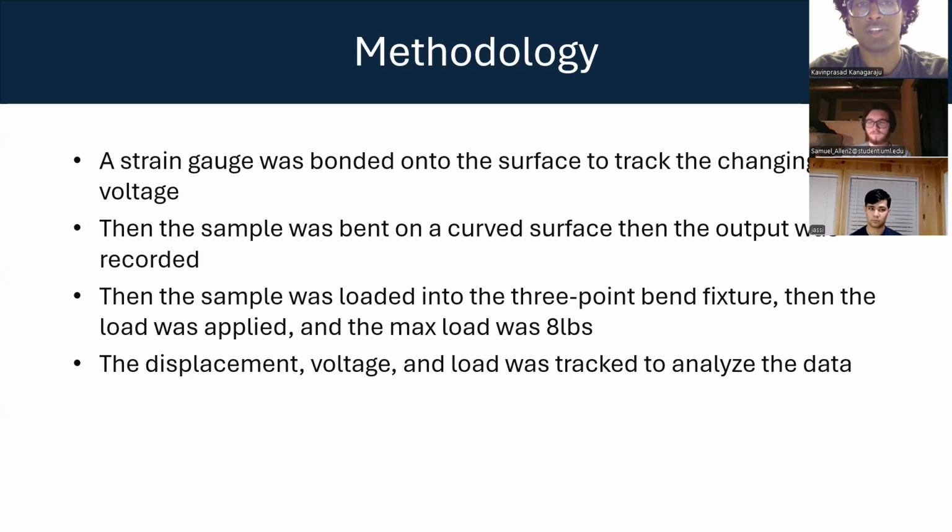And the procedure for this experiment is a strain gauge was bonded onto the surface to track the changing voltage. Then the sample was bent on a curved surface and the output was recorded. Then the sample was loaded onto the three-point bend fixture and the load was applied and the max load was 8 pounds. The displacement voltage and the load was all tracked and then analyzed.